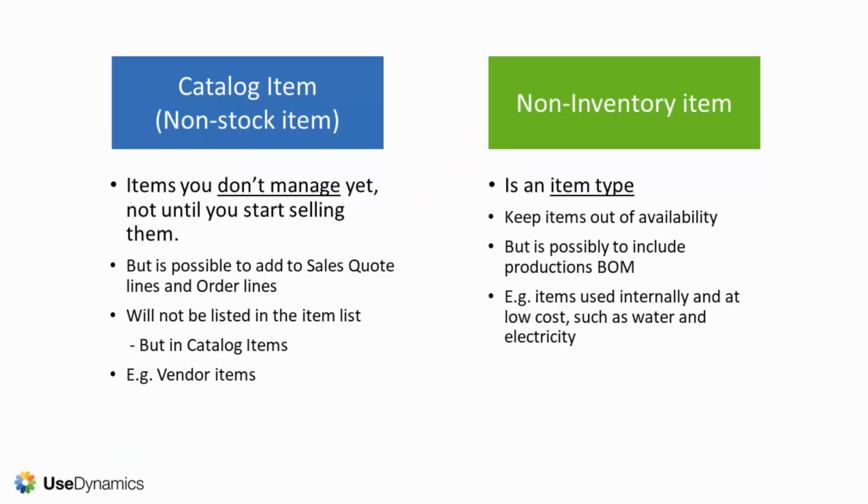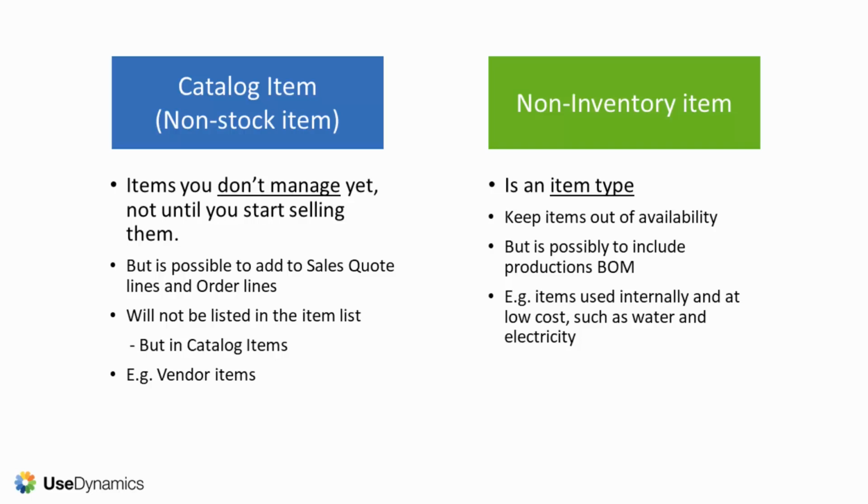Catalog items, also called non-stock items, are not to be mistaken with non-inventory items. Let us go through each of these two. A catalog item, also known as a non-stock item, is an item that you don't manage yet in your Business Central, not until you start selling them. But these items are still possible to add to sales quote lines and sales order lines.